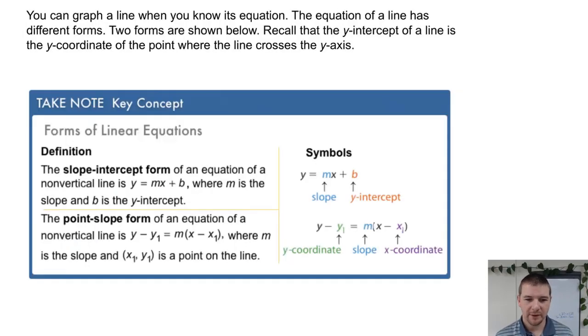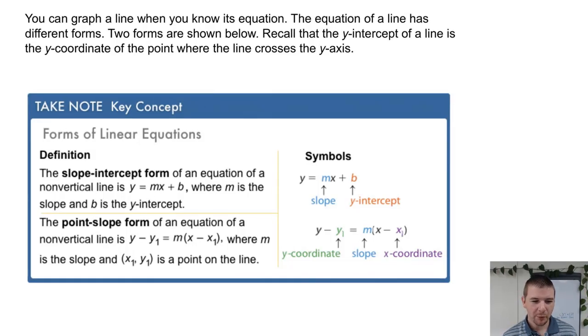You can graph a line when you know its equation. The equation of a line has different forms. 2 forms are shown below. Recall that the y-intercept of a line is the y-coordinate of the point where the line crosses the y-axis. The slope-intercept form of an equation of a non-vertical line is y = mx + b, where m is the slope and b is the y-intercept. We can see that illustrated at the right.